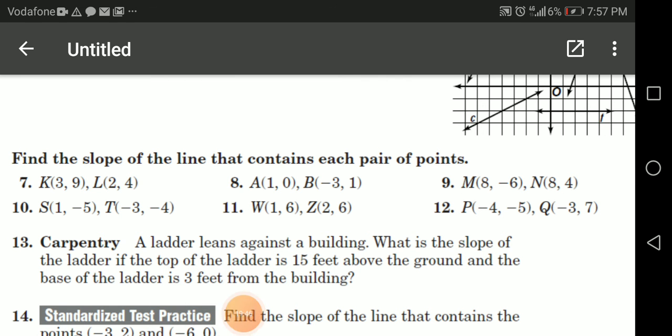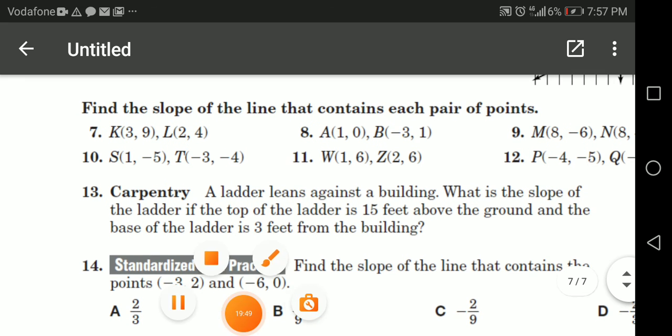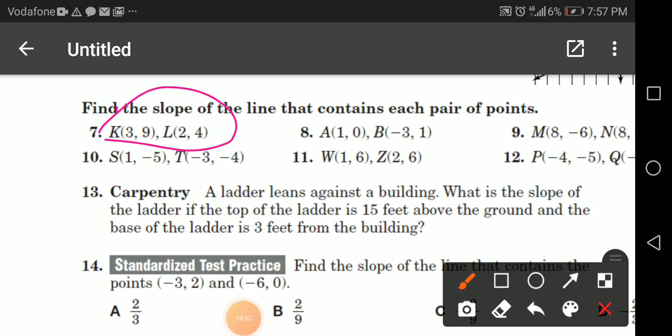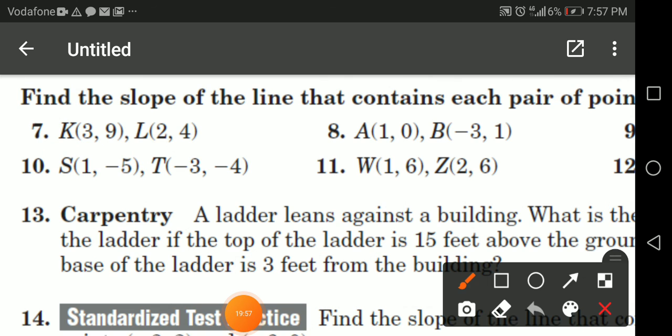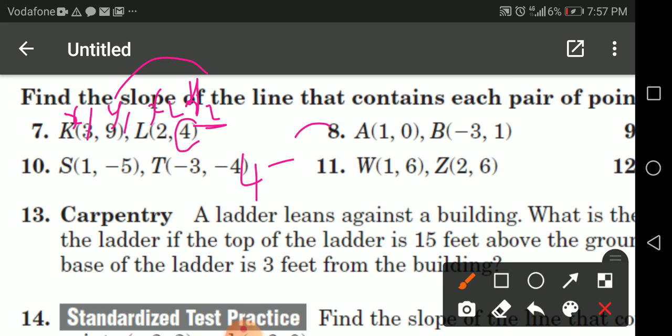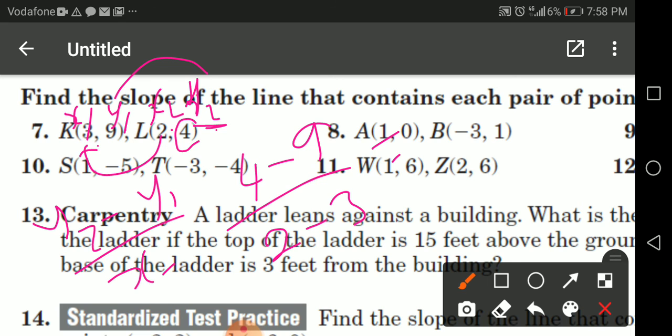So we have here, find the slope of the line that contains each pair of points. Here I have this one. Remember to put x sub 1, y sub 1, x sub 2, y sub 2. So I'm going to say y sub 2 minus y sub 1, 4 minus 9, over 2 minus 3. Y sub 2 minus y sub 1 over x sub 2 minus x sub 1. This is the rule. Let me write it for you to make it clear.